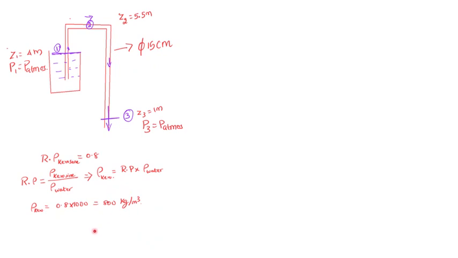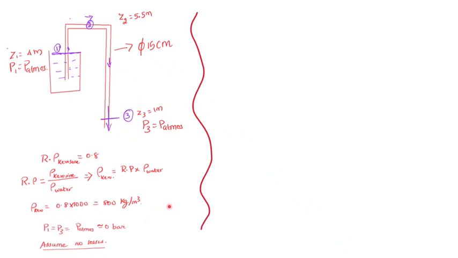It just means that if you have a tank of water and you pour this particular fluid on the top, it is just going to be floating, it's not going to sink. That is what it means. One more thing, pressure 1 and pressure 3 are atmospheric pressure. Atmospheric pressure is 1 bar, so the gauge pressure is approximately 0 bar.